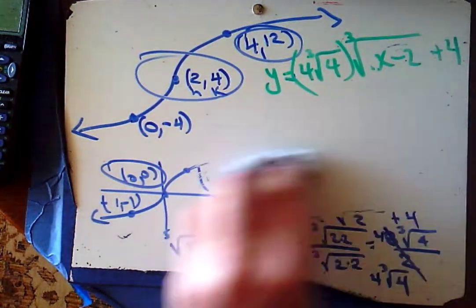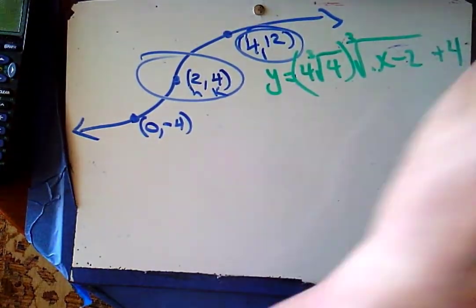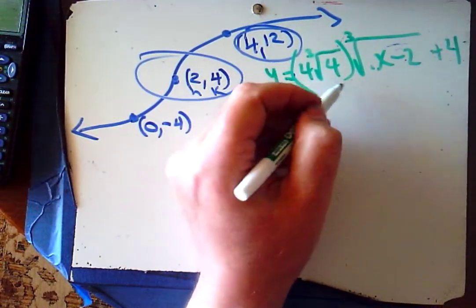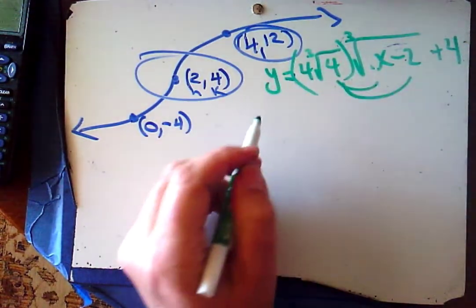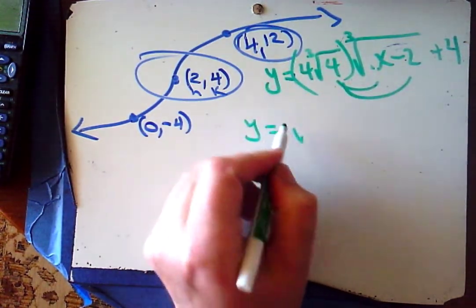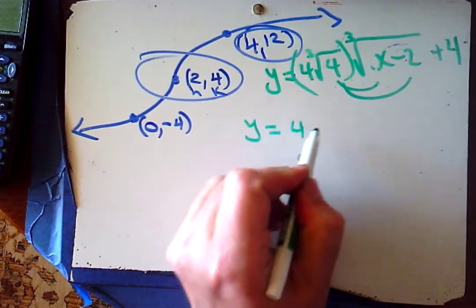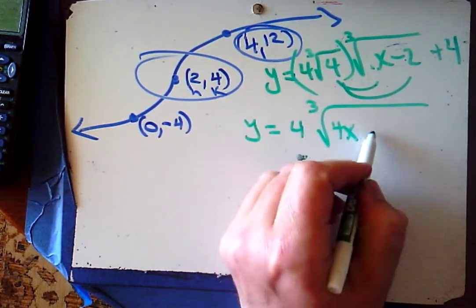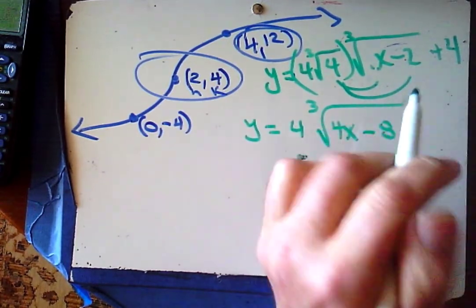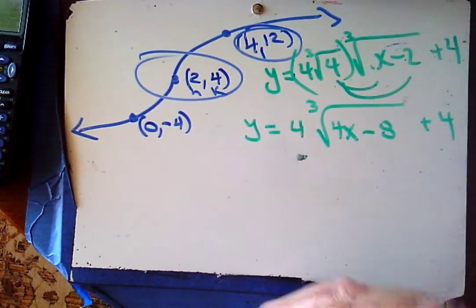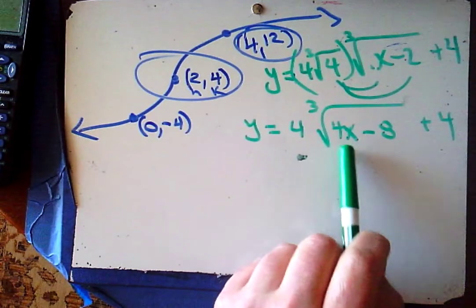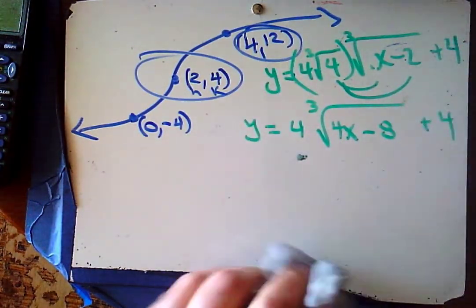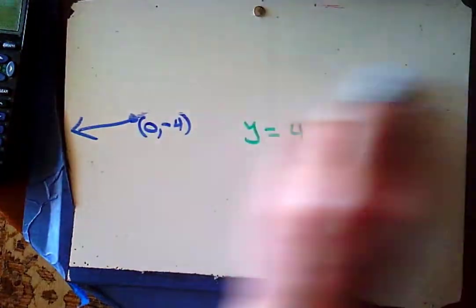And yeah, I probably would clean that up a bit more, i.e. this is a cube root and this is a cube root, so I can just distribute. And so I'll have y equals 4 cube root 4x minus 8, and then the plus 4 on the outside. That's probably the way I would write this, but I would certainly accept that. But more likely, I wouldn't give you something like that.